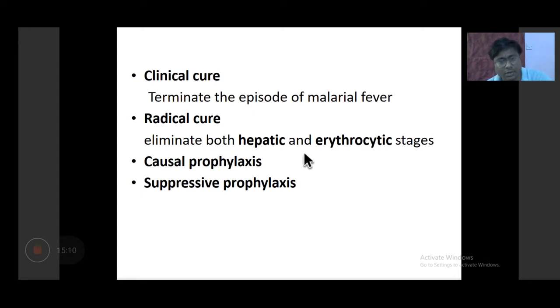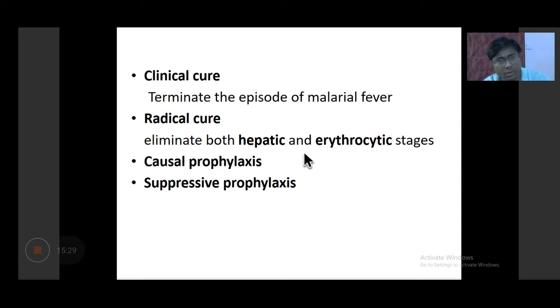Then what is radical cure? Radical cure is the treatment given along with clinical cure. Now you have clinically cured the patient, but you want to prevent the relapse. So you target tissue schizonts as well. You add primaquine and other tissue schizonticides to kill the hepatic and erythrocytic stages.